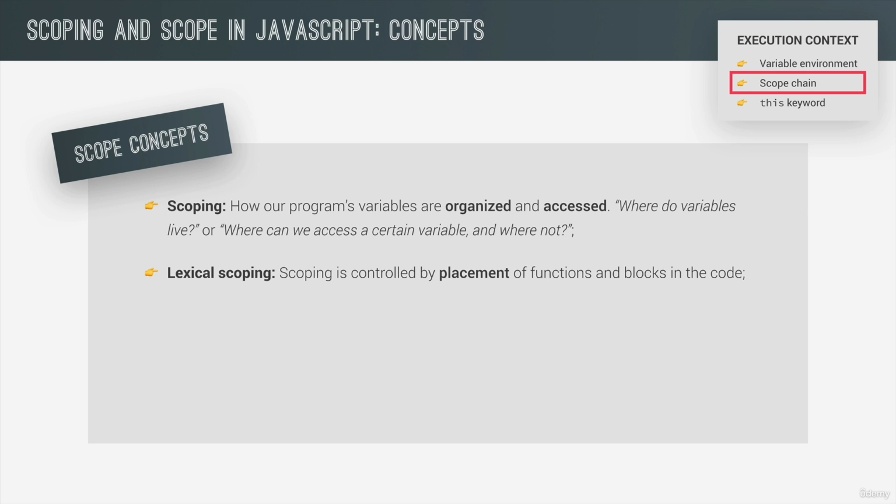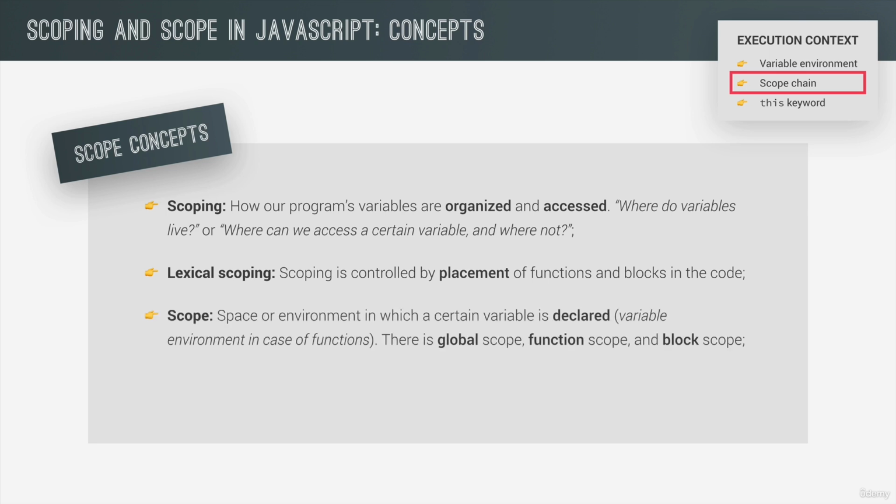Okay, and now about scope itself. Scope is the space or environment in which a certain variable is declared. Simple as that. And in the case of functions, that's essentially the variable environment which is stored in the function's execution context. So if you're now asking yourself, what's the difference between scope and variable environment? Then the answer is that for the case of functions, it's basically the same.